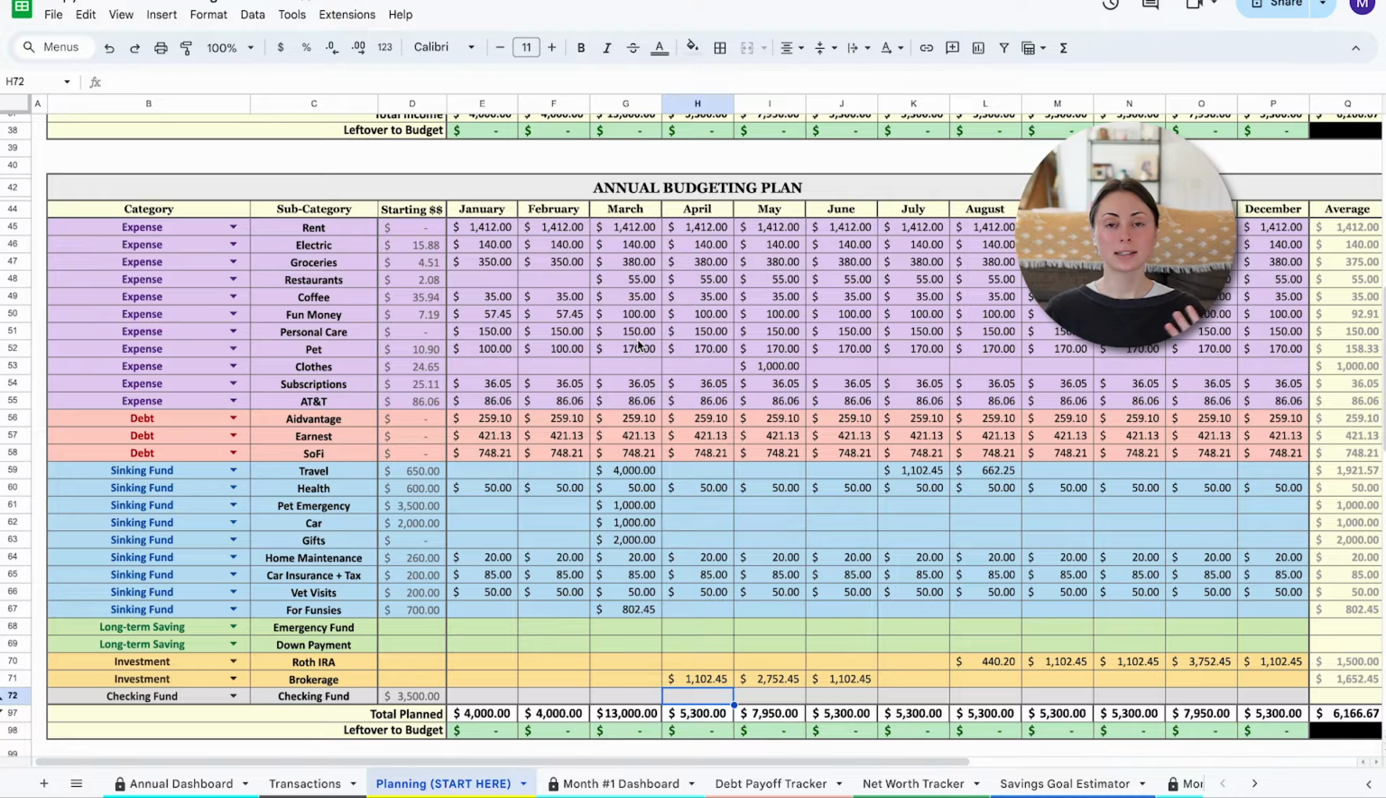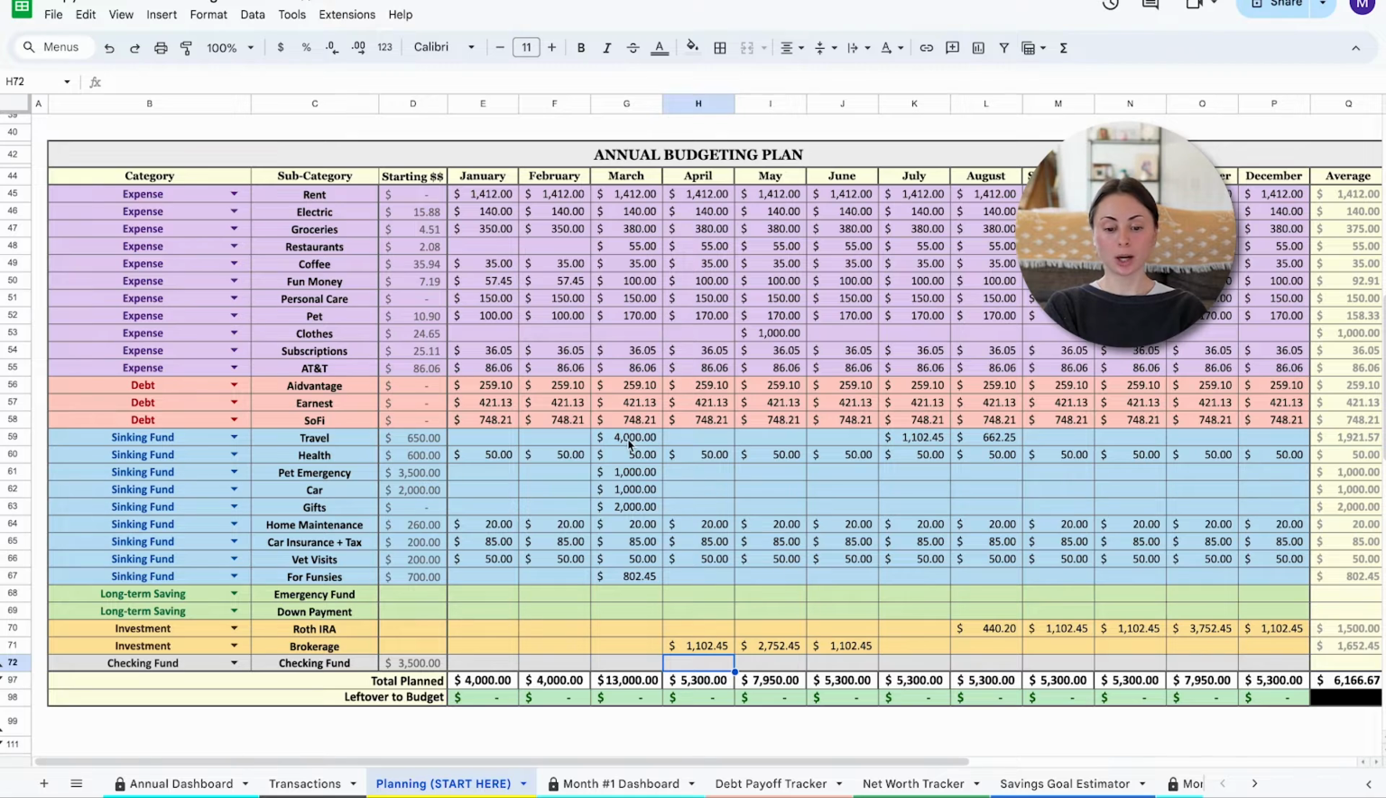And another note, this is a question I get: when you're saving money in your sinking funds and your long-term savings, the amount you put in your budgeting plan is the amount that it thinks you saved. So if that's not an accurate number, you'll have to go back to your annual budgeting plan, to this spreadsheet, and make sure you update it to the correct number. So that's really important to make sure your numbers are accurate. Everything comes from the annual budgeting plan, and this is the source of truth.